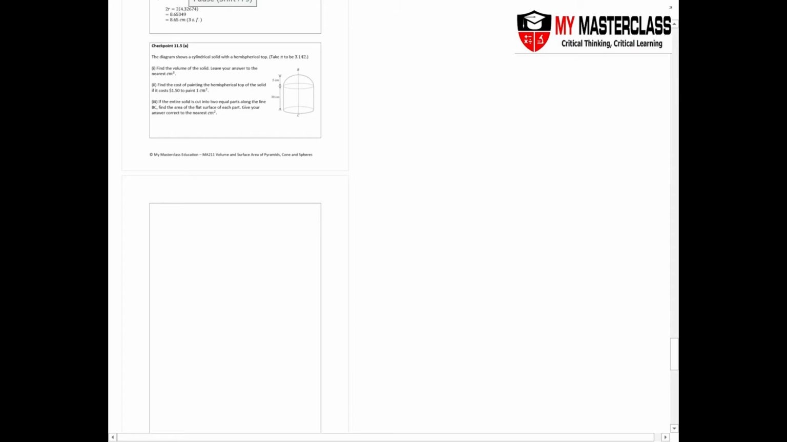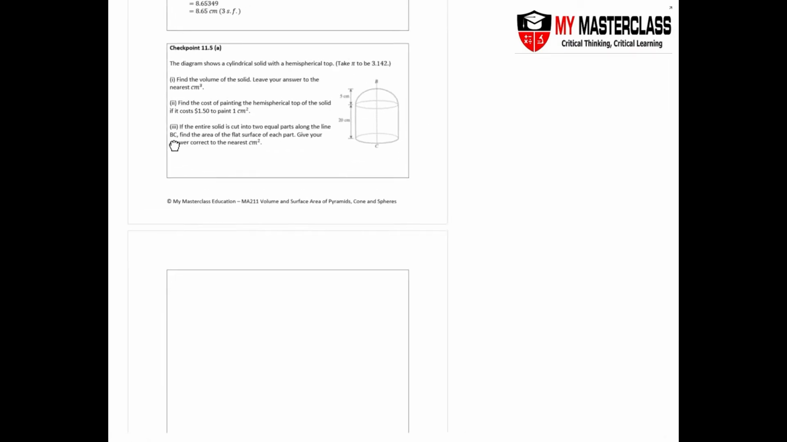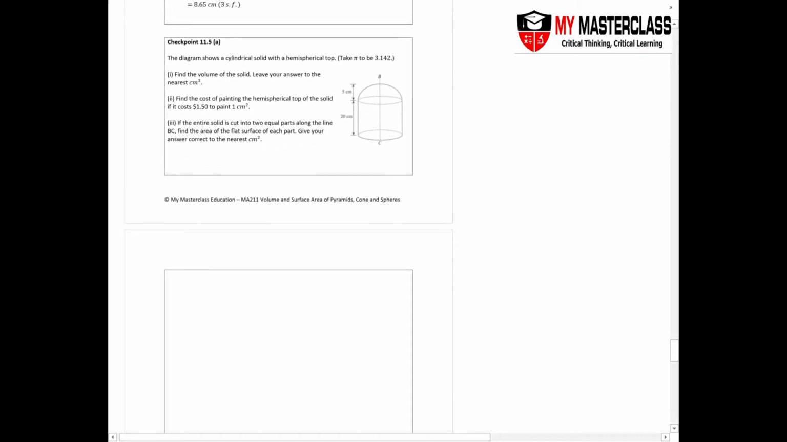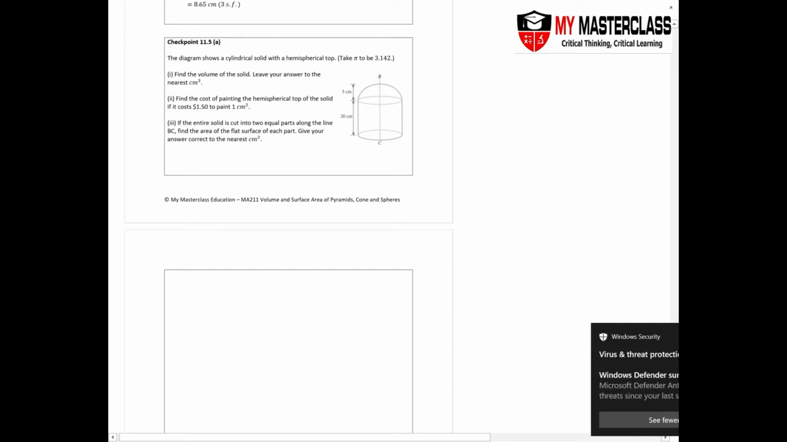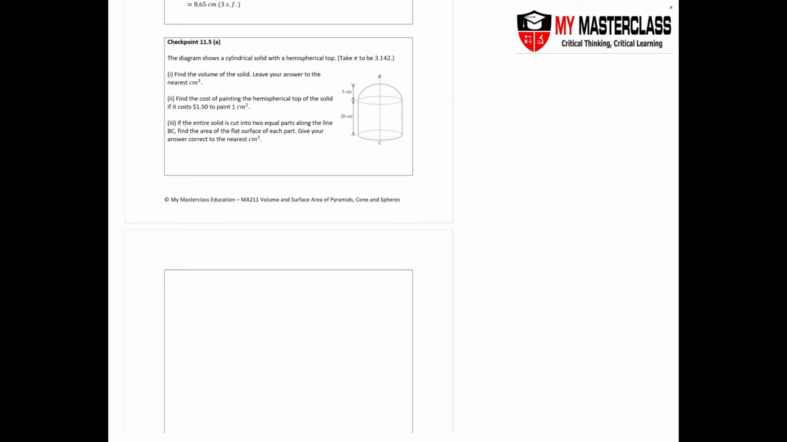Now in this particular chapter of volume and surface area of pyramid, cones and cylinder, we are looking at checkpoint 11.5 part A. The diagram shows a cylindrical solid with a hemispherical top. They ask you to find the volume, so it's actually quite straightforward. Hemisphere, what's the formula for your volume?